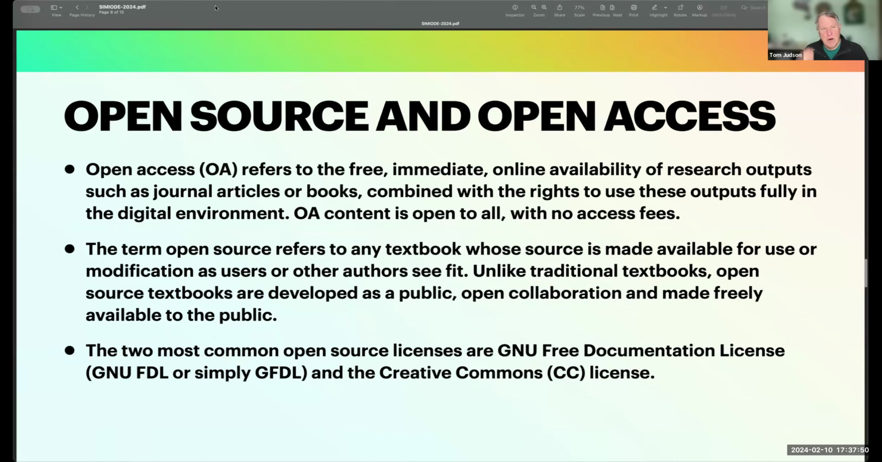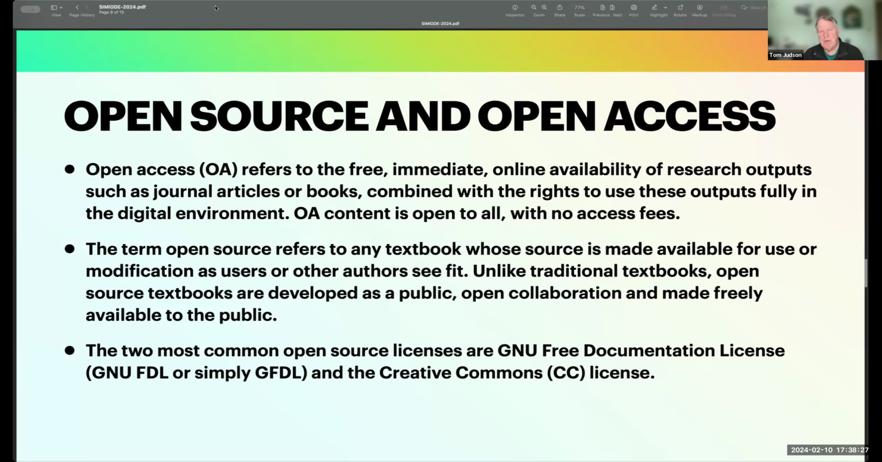The other thing I want to talk about is open source and open access. There's a difference. Open access means that you can read it for free, and it's open to all. You don't have to worry about it. Open source is a little bit more. It's free to use, and authors can modify it, depending on the license, and as long as they make it accessible and available to others.